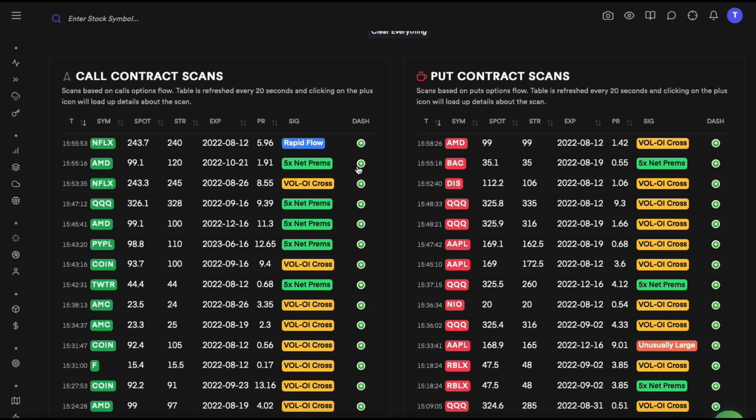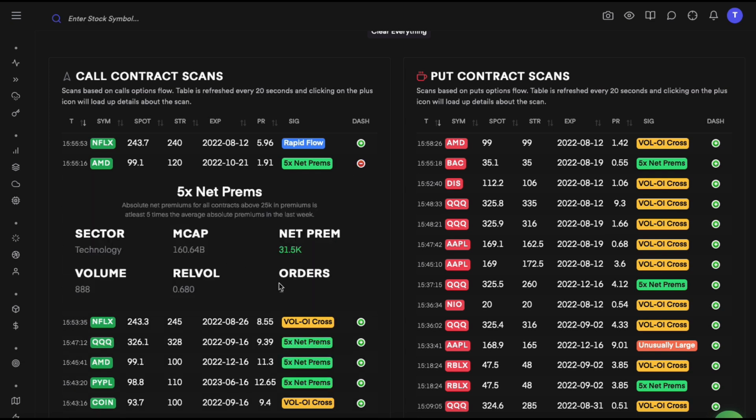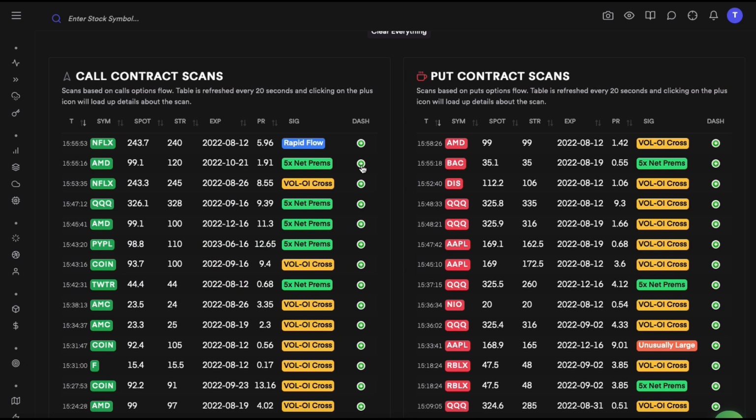Then for others, 5x net premiums just means the net premiums for today are 5x the net premiums that we usually see on average. And again, this was just one order. So to summarize, for these call contract scans and put contract scans, you want to see large positive or large negative net premiums, and you want to see a large number of orders.